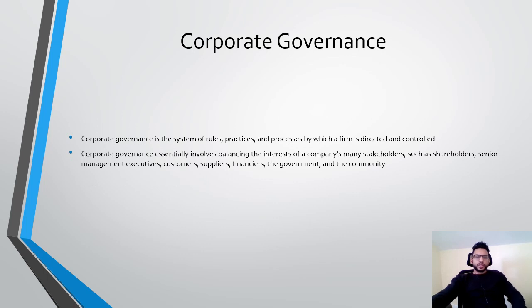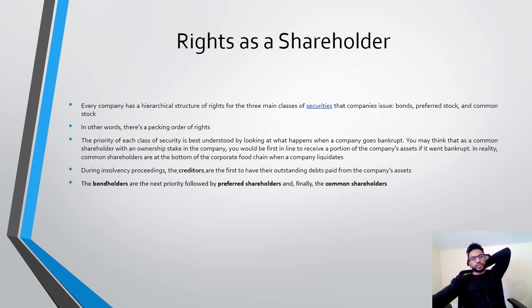Corporate governance is a system of rules, practices, and processes by which a firm is directed and controlled. Corporate governance essentially involves balancing the interests of a company's many stakeholders, such as shareholders, management, executives, customers, suppliers, and so on. So it's basically the rules and regulations that a company uses to go about their day-to-day activities. So what are your rights as a shareholder? If you're a shareholder, what are your rights?